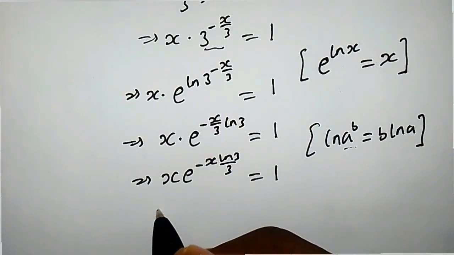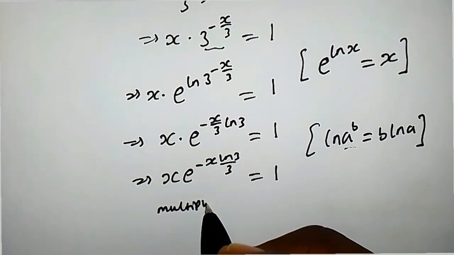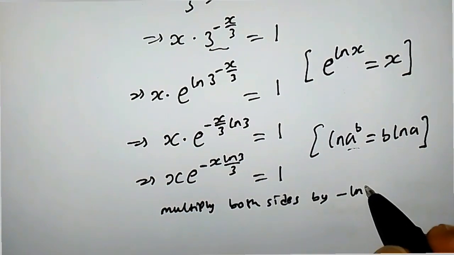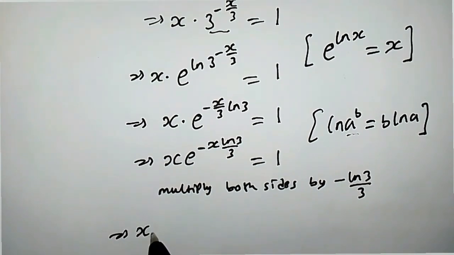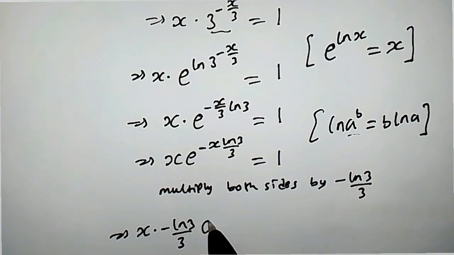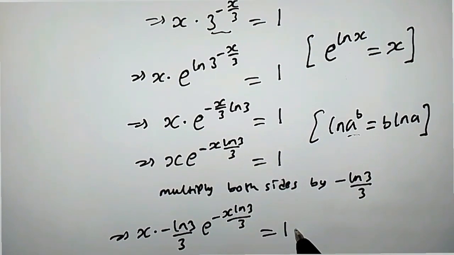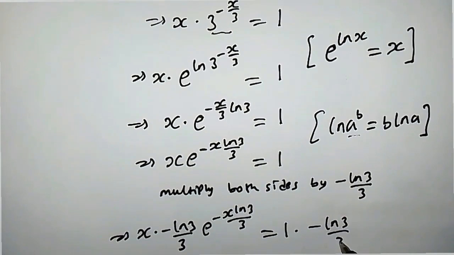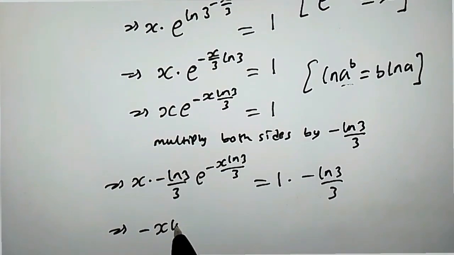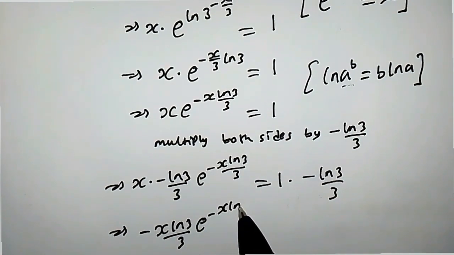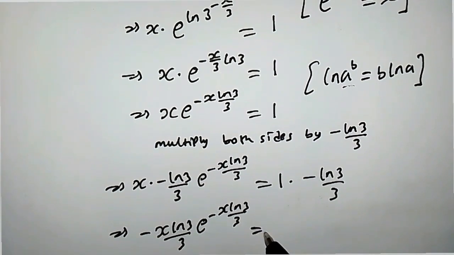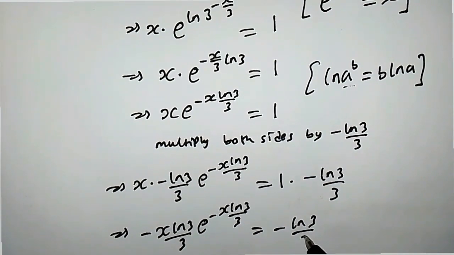Now let's multiply both sides by minus ln 3 over 3. When we do that, we get x times minus ln 3 over 3 times e to the minus x ln 3 over 3 equals 1 times minus ln 3 over 3. So minus x ln 3 over 3 times e to the minus x ln 3 over 3 is equal to minus ln 3 over 3.